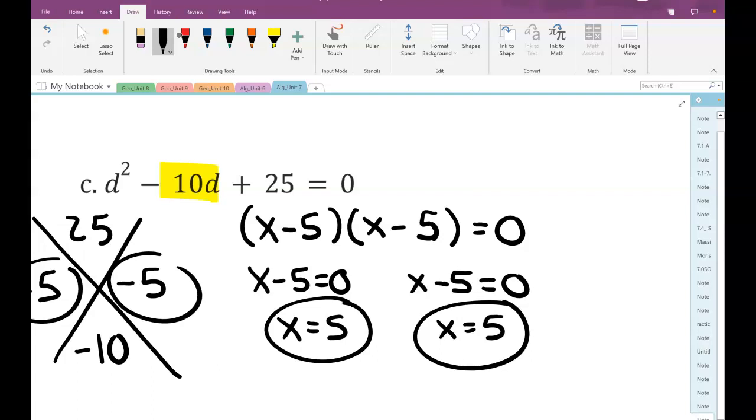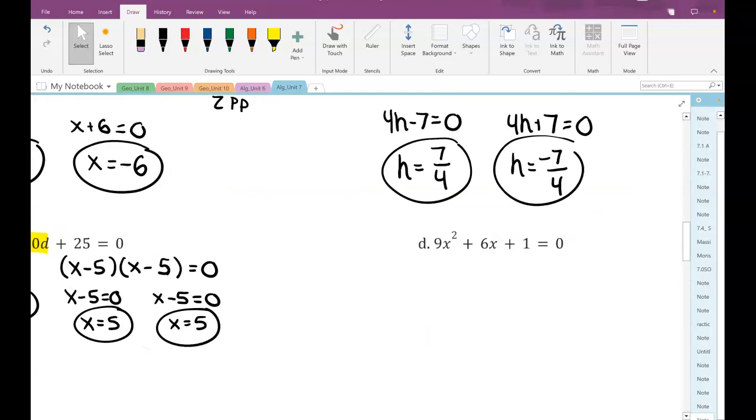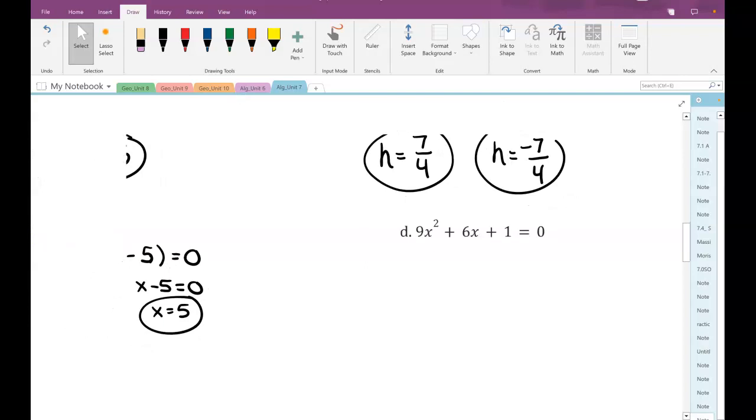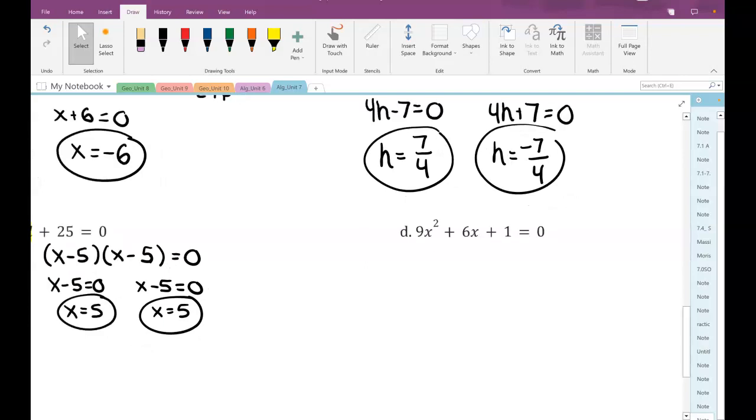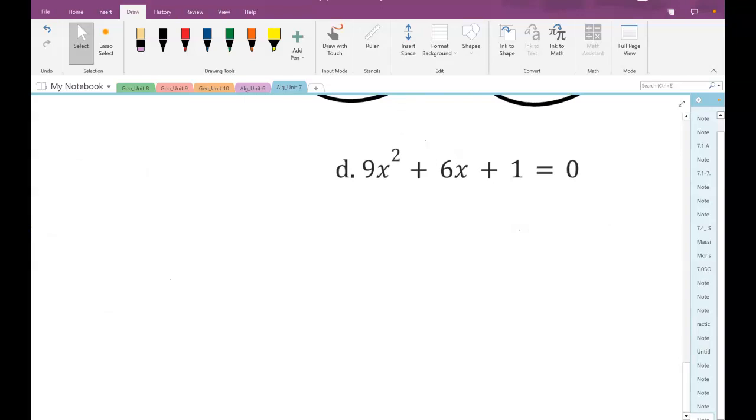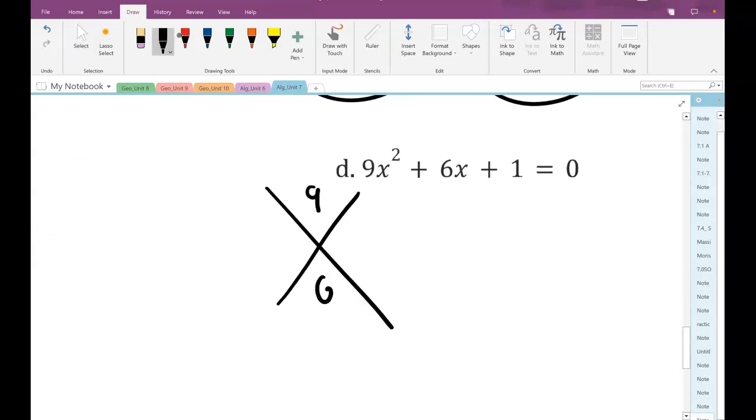Looking at our next problem, we can't just use that shortcut because our A term is 9. But we could still set up an x. When we have 3 terms, your best bet is to start with an x. We can split it up by going, this would be a 9 on the top, a 6 on the bottom. Two numbers that multiply to 9 but add to 6: 3 and 3.